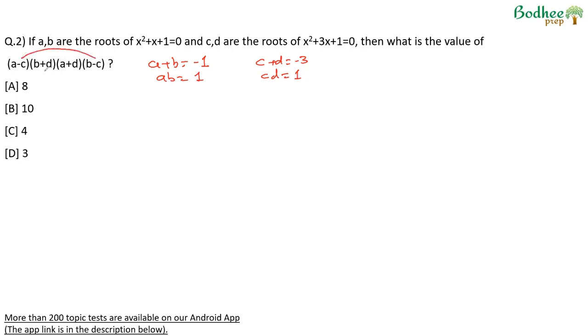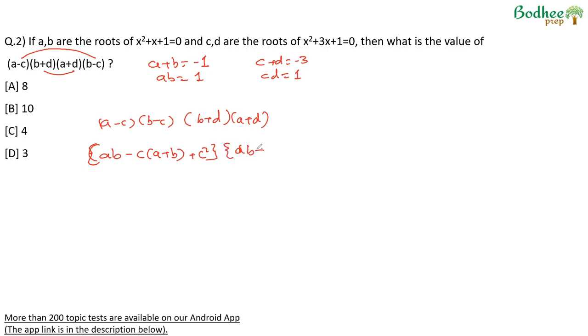I'm clubbing similar terms together first. So A minus C into B minus C into B plus D into A plus D is what I'm calculating. Now this will give us AB minus C into A plus B plus C square. A into B minus A into C minus C into B, so minus C common, A plus B minus C into minus C. Similarly, this will give us AB plus D into A plus B plus D square.